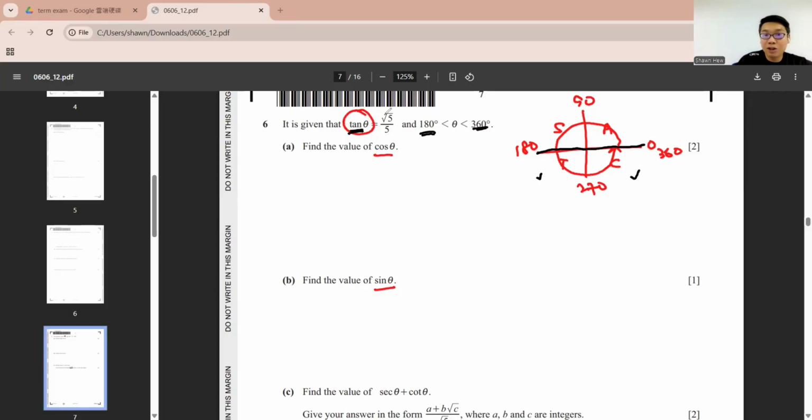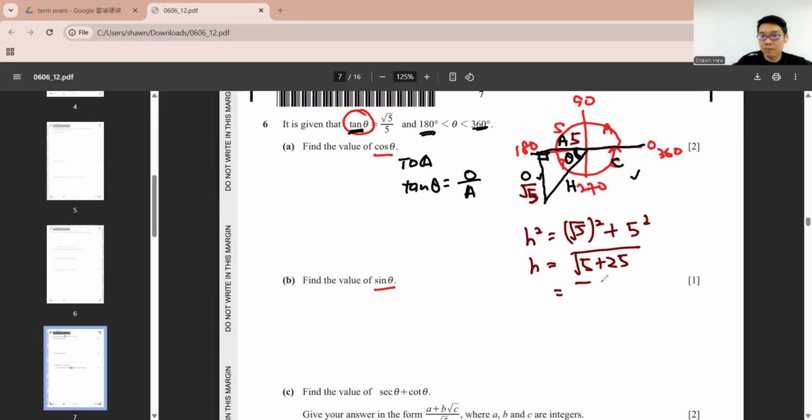So we check tangent is a positive value. So tangent is positive only here. This part is where cos is positive, so tangent cannot be positive. So we can confirm the angle is here. This is a right angle. We know that tangent equals opposite over adjacent. Here is the angle. So here is opposite, here is adjacent. Opposite of 90 degrees is the hypotenuse. So the info we have is opposite is square root 5. The adjacent is 5. So if we know these 2 lengths, then we will know what the hypotenuse is. So the hypotenuse is this square plus this square, square root of 30.